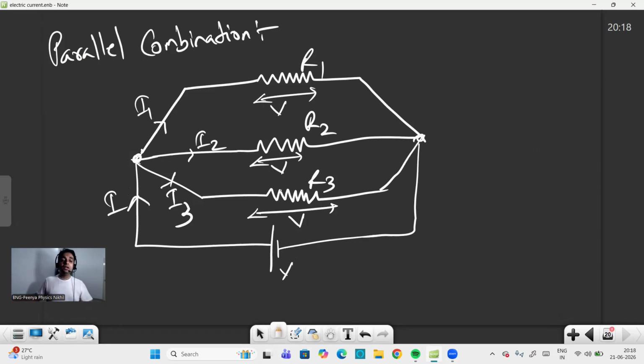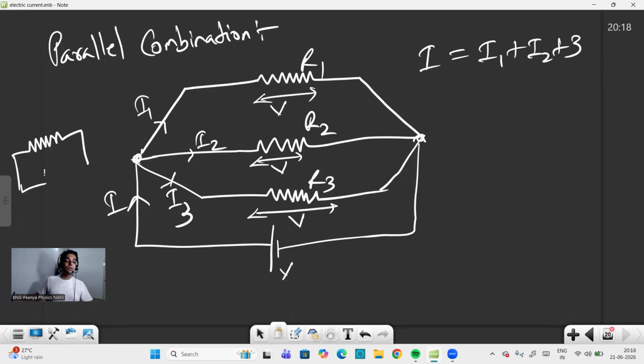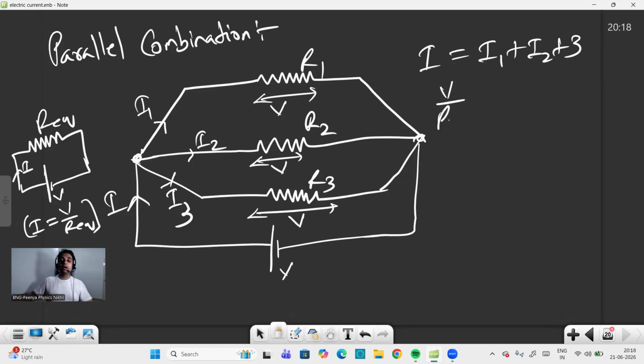Now we can say that the current is divided into three sections, so I equals I1 plus I2 plus I3. In place of these three, I want one resistor, that is why it is a parallel combination. So here one resistor is equivalent to these three. The current I equals the total supply V divided by R equivalent.